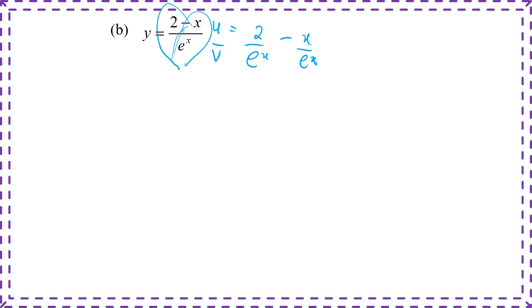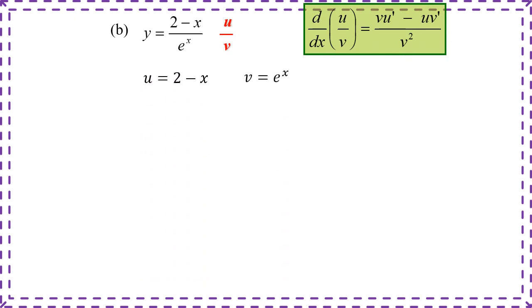If we separate it, this one we can directly differentiate to e to the power of negative x. But for x over e to the power of x, we still have to apply the quotient rule, because the numerator has x, the denominator also has x. So it will be u over v, and it will be complicated. Why? Because we have many things to differentiate at the same time. So it's easier for us to directly use the quotient rule.